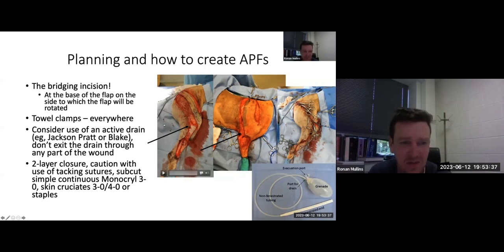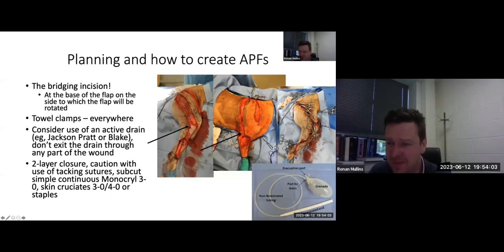And the bridging incision, in summary for me, is at the base of the flap, and it's on the side toward which the flap will be rotated. So in this case, obviously it'll be rotated anti-clockwise or towards the left side, and that's where the bridging incision between the two will be. In this example here of a thoracodorsal axial pattern flap, it's being rotated in the same anti-clockwise direction, and so we create the bridging incision in that same way.